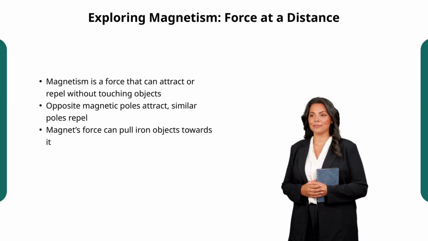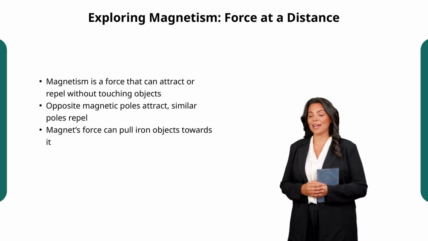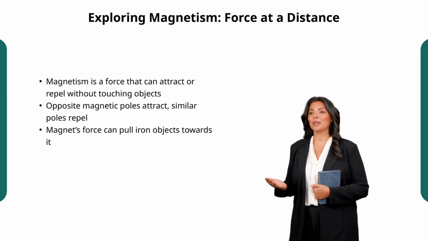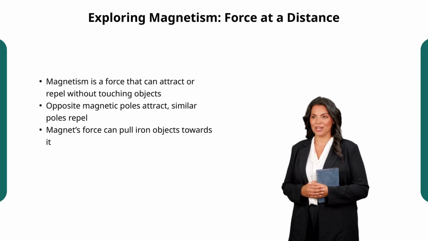Try this next time. Bring a magnet close to iron objects like nails. You'll see the objects get pulled towards the magnet, a clear example of magnetic force acting without contact. Pause and imagine. What would happen if Earth itself was a giant magnet? Think about how compasses work to find directions. Magnetic forces are crucial not just in science labs, but also in everyday technology like motors, speakers, and even MRI machines in hospitals. It shows how science discoveries make our lives better.